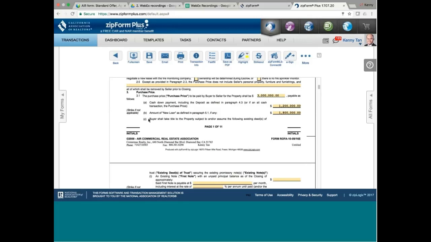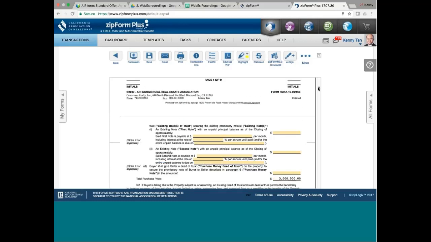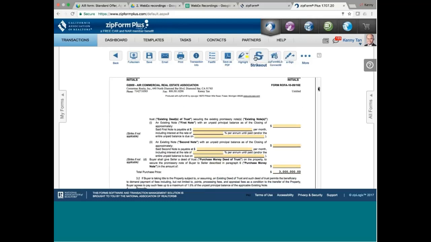So that's why you have to learn how to strike things when you're doing AIR, okay? If you do this long enough, you know what to strike and what not to strike. Be careful because this is very sensitive. So you strike this out. So this is stricken because it's not applicable. You are not assuming any loan. So quite a number of things will be stricken now, right?